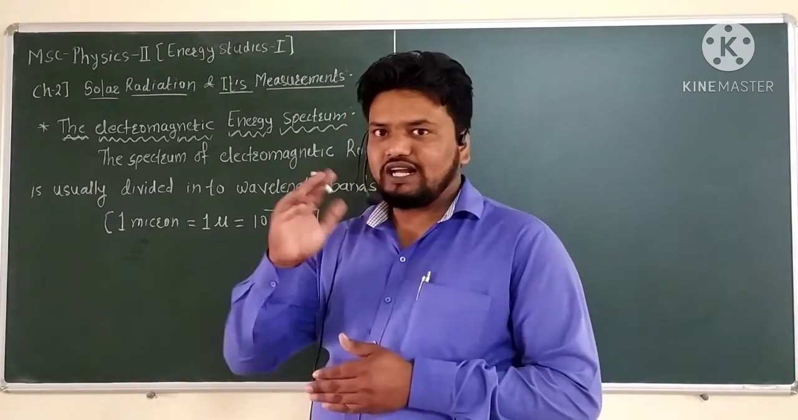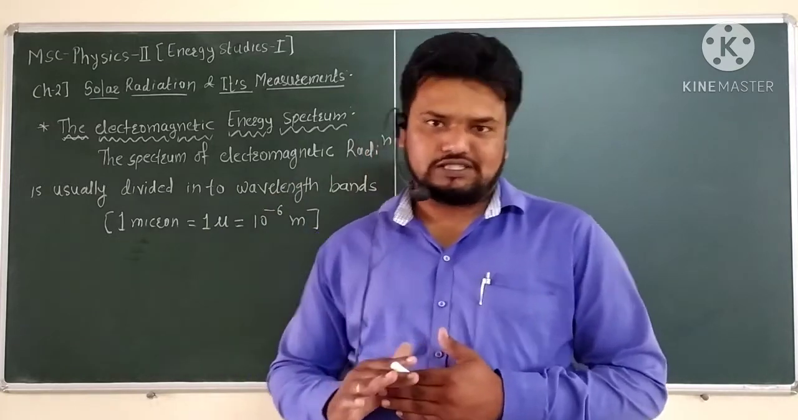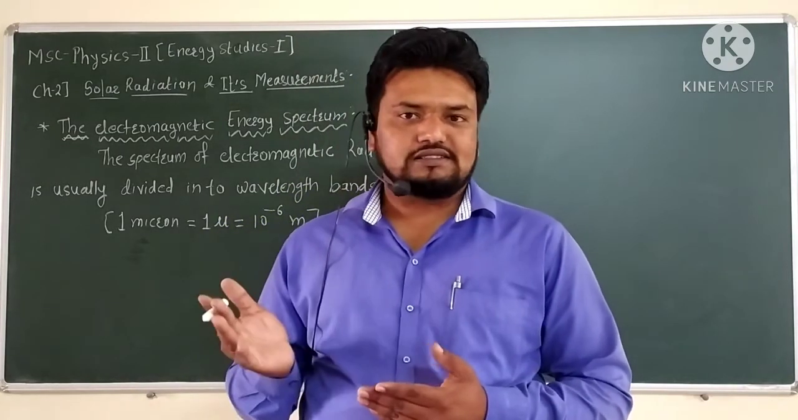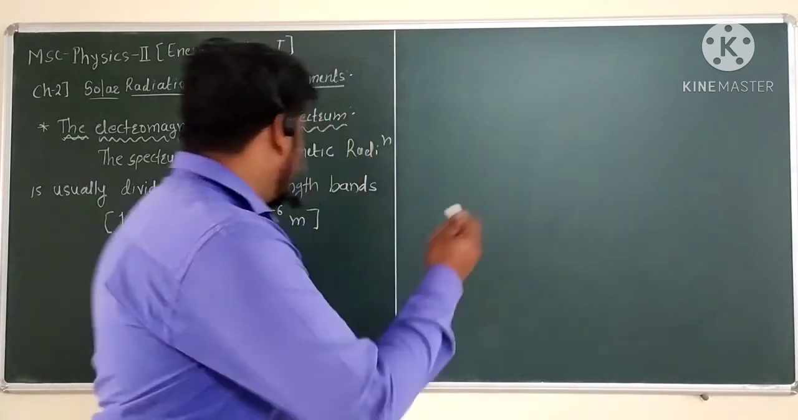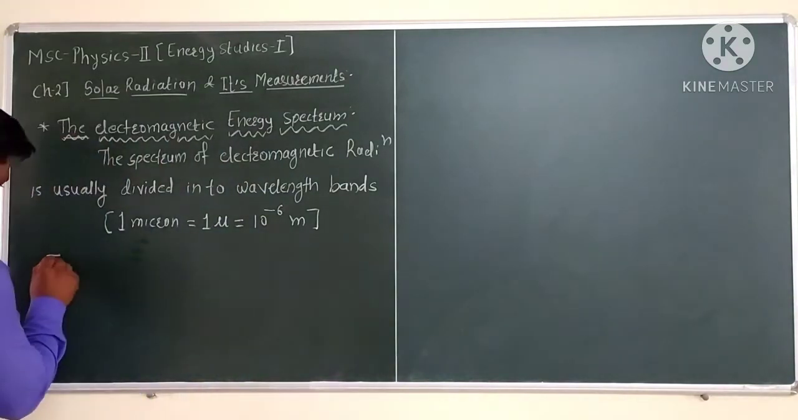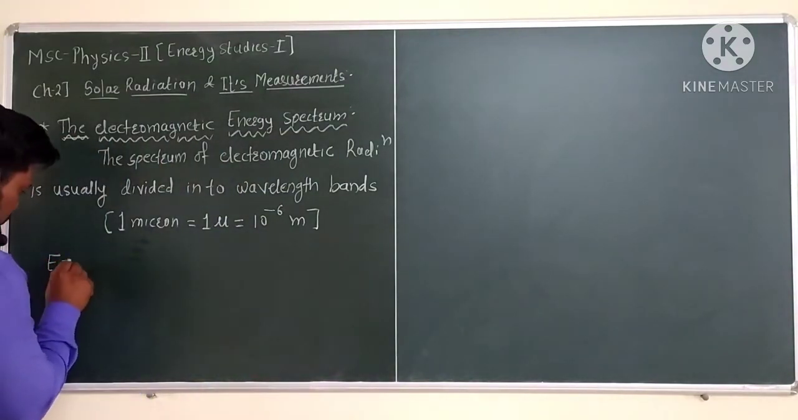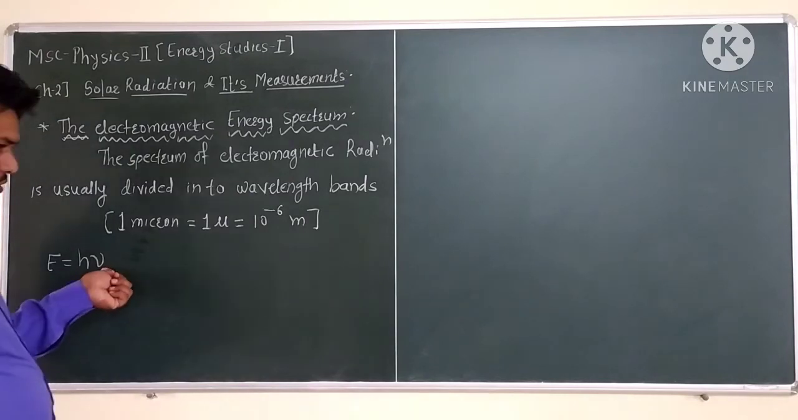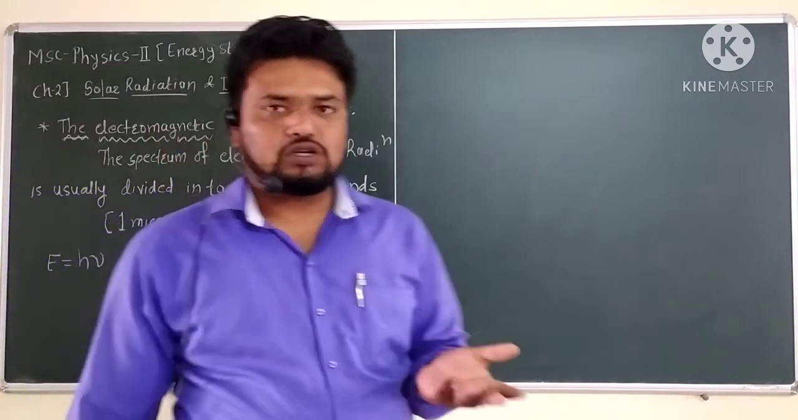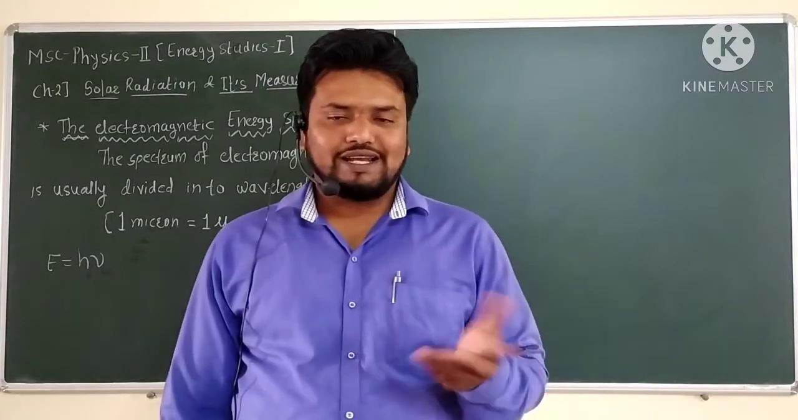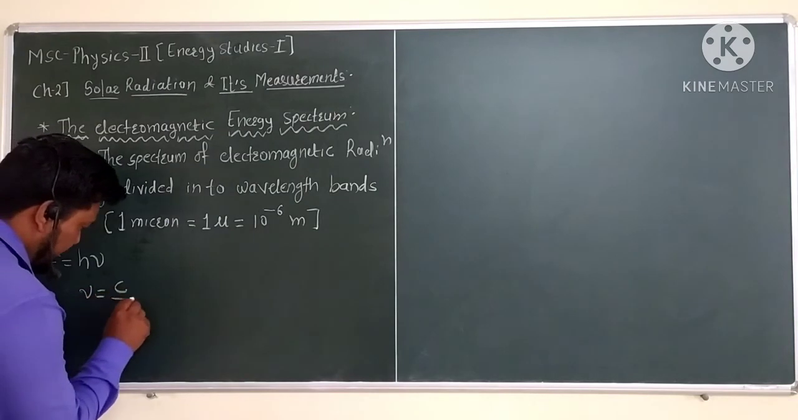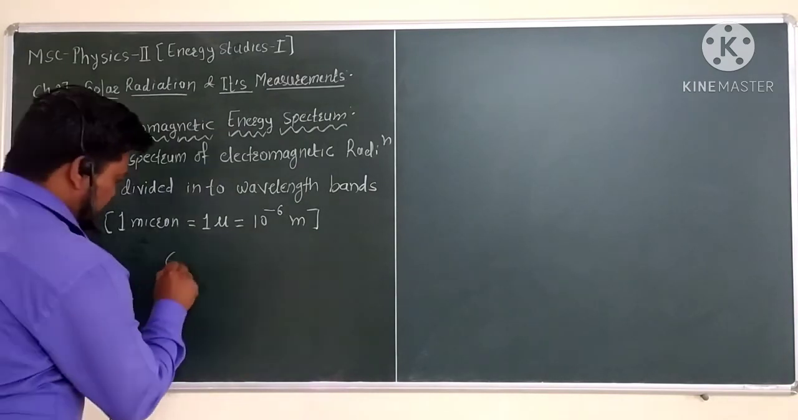In this lecture, we want to see the electromagnetic energy spectrum, because you have to know that light is considered as electromagnetic rays, or EM waves. The energy is E equal to h nu. This h is the Planck constant and nu is the frequency of light, which depends upon nu equal to c by lambda.